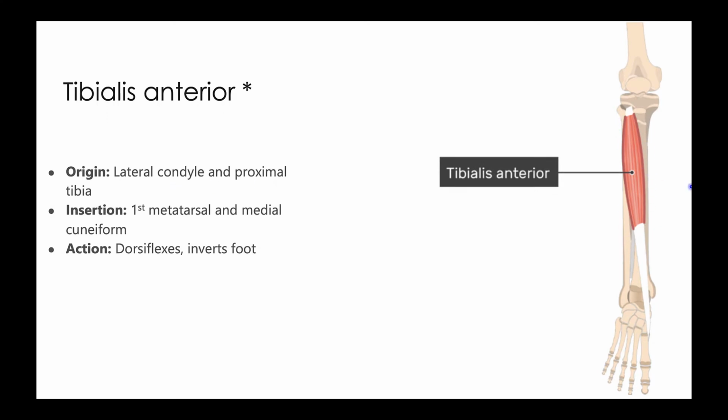Tibialis anterior then is a muscle on the anterior side of our tibia, and it has an origin of the lateral condyle and the proximal tibia. If we follow that down, we see that it inserts on our first metatarsal and our medial cuneiform, and this is going to help dorsiflex, so lifting our foot when we're taking a step forward, and also pulling up so that we can invert that foot.